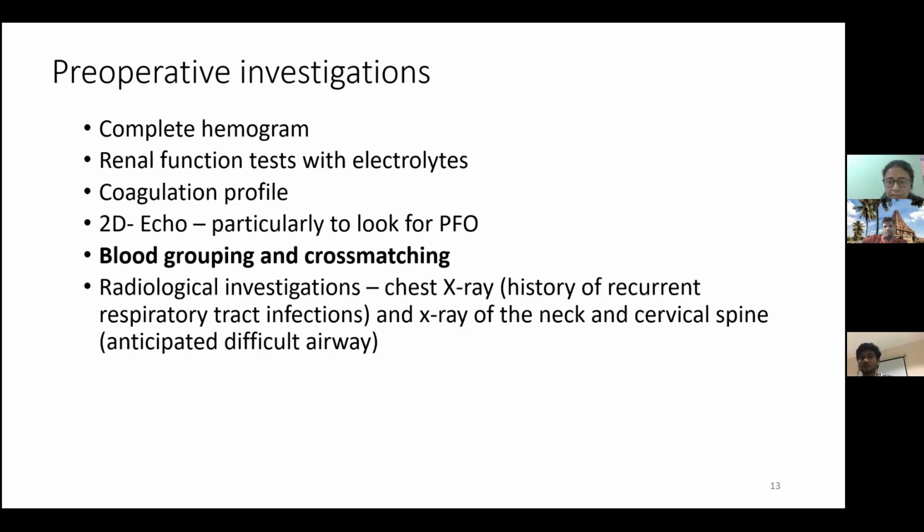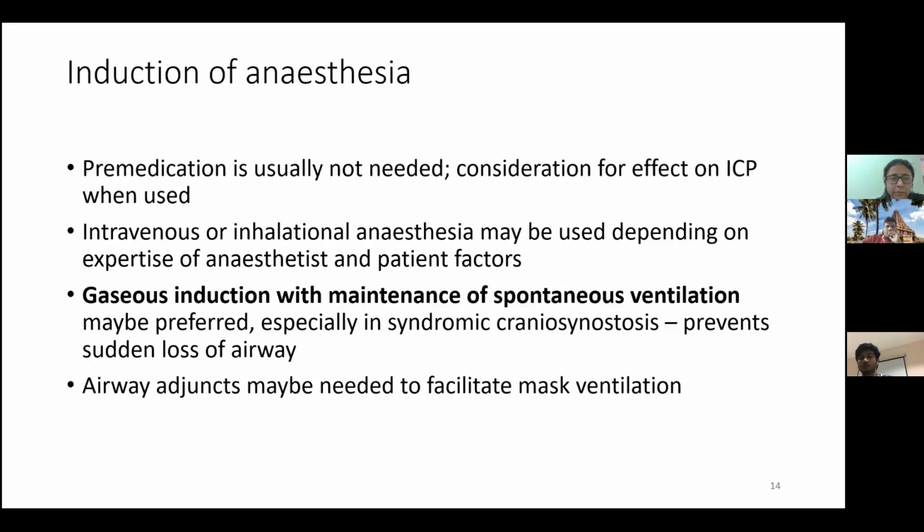Radiological investigations: chest x-ray if there is history of recurrent respiratory tract infections, and x-ray of the neck and cervical spine in case of anticipated difficult airway, especially in a child with Crouzon syndrome, in which case cervical spine abnormalities are found in one-third of the patients. Unlike other neurosurgeries where neuroimaging is mandatory, CT may not always be required in these cases because the diagnosis is largely clinical, based on the appearance of the child. But CT may be required for advanced 3D reconstructions to facilitate surgical planning.